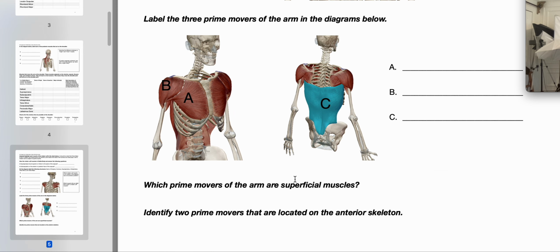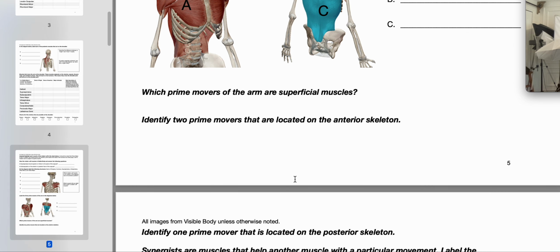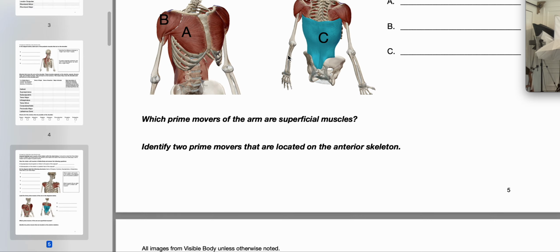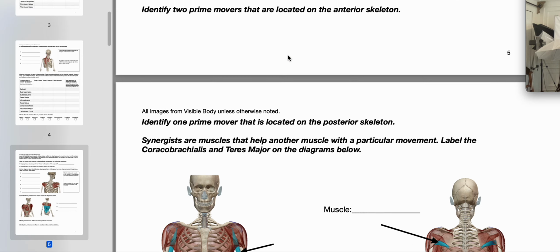Then you're going to be looking at the prime movers of the arm, and you'll identify them on diagrams and then identify which ones are superficial. And then you'll also identify prime movers that are located in the anterior skeleton. And they're right here in this image, no tricks. So this is walking you right through it to make it as easy as possible.